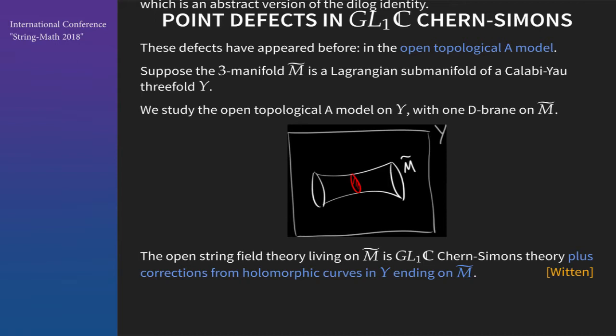There's a special case of this which gets used a lot, which is the case of a cotangent bundle. In the case of a cotangent bundle, you just literally get Chern-Simons. If you take a cotangent bundle and you put your brane on the 0 section of the cotangent bundle, then Witten says you just literally get Chern-Simons theory on the nose. But in general, if it's not a cotangent bundle, if you have these extra corrections from holomorphic disks, if you have holomorphic curves ending on your Lagrangian, then you don't just get Chern-Simons, you get Chern-Simons plus something else. What is that something else?